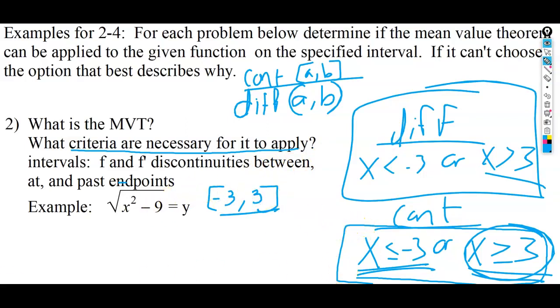Well, that's actually kind of the same thing. Let me erase that. That's not going to change my answer at all. Let me give a different answer. What if I had this? 3 to 5.